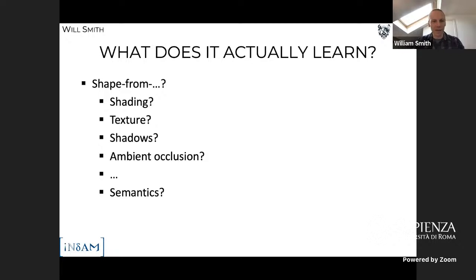So if that were true, if it only learned the semantics, it wouldn't have learned any general principles of shape from shading or shape from some other cue. And it wouldn't generalize to images it had never seen before. So it turns out it can generalize to some extent.